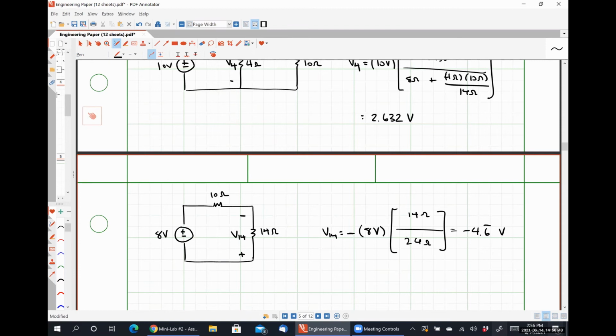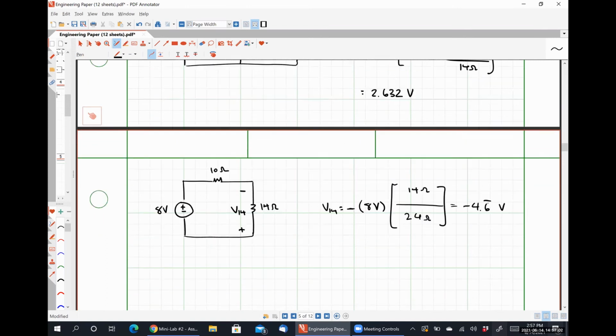So we are going to use voltage division a whole heck of a lot in this class, so we're going to get lots and lots of practice with it. I'm going to move on to current division, and then we're going to work a problem that incorporates both current and voltage division, and then we'll wrap up for the day.